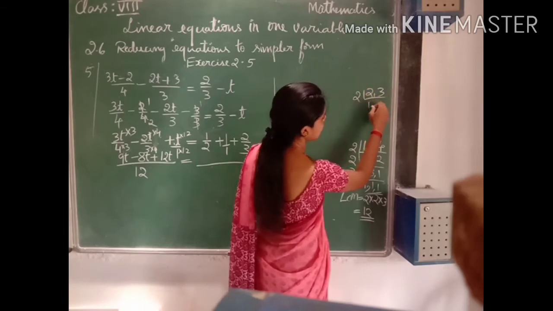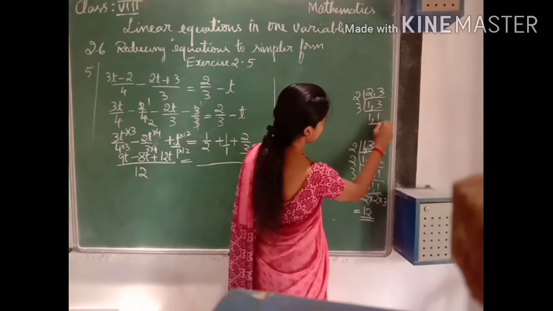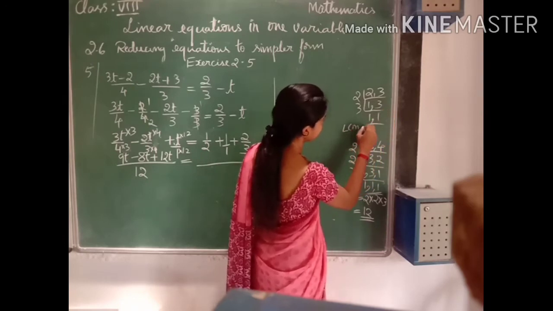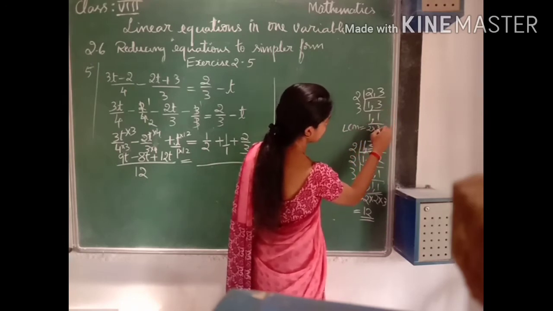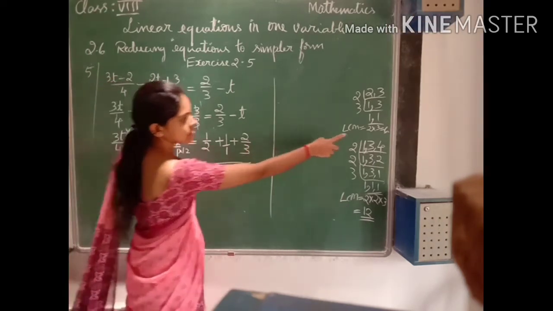2 1s are 2, then 3, then 3 1s are 3. So LCM is equal to 2 into 3, that is equal to 6. 6 is the LCM now. After that, LCM of 2 and 3 is 6.